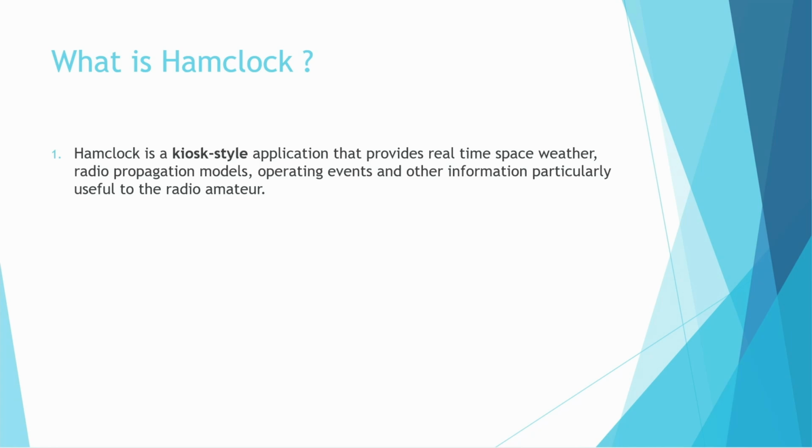A HamClock is a kiosk style. What kiosk means is it's an application that fills the entire screen of a computer, and you can't see the underlying operating system at all, in theory, like an ATM. It provides you with real-time space weather, propagation models, and all sorts of other particularly useful information for a radio amateur. I'm a fairly serious DXer, and this has changed the way I DX. It gives me so much more situational awareness than I had before. It's been extremely useful.